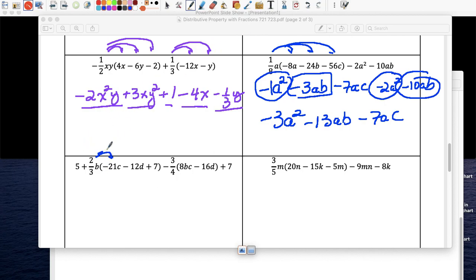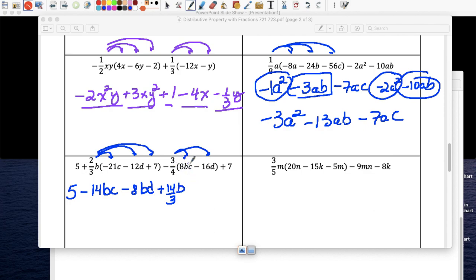Distributive property happens here, guys. I put an arrow so that you know that the 5 doesn't do anything, and this one is these two, and the 7 just hangs out. Alright, so 5 just hangs around. Positive times a negative is a negative. 2/3 of 21 is going to be, hang on a second, 14bc. Next one, positive times a negative is a negative, and then 12 divided by 3 is 4, 8bd. And then 2/3 times 7. We're just going to write 14 over 3b.